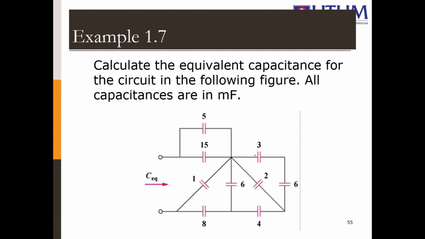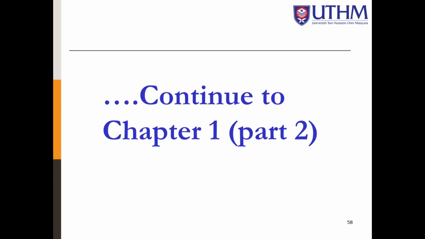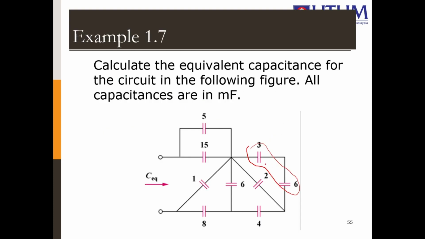Okay, what about example 1.7? In order to calculate the equivalent capacitance for the circuit in this figure, we take it step by step. If this is the first step, try to solve this first. So this is in series. How do you detect that this is actually in series? In order to find out whether the components are in series or in parallel, for a series circuit you should have the same current flow through the components.